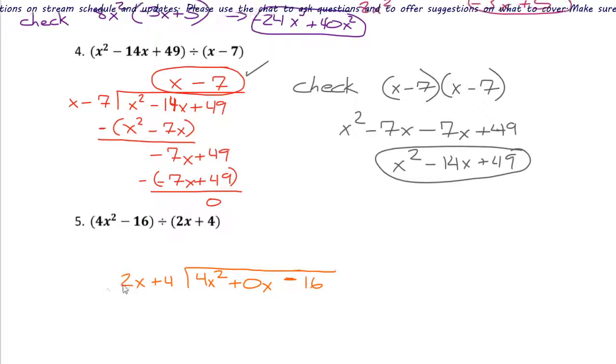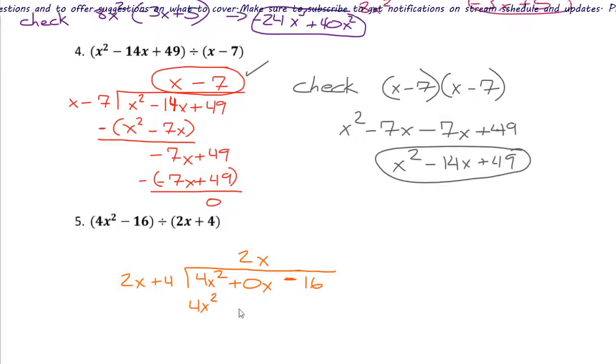Alright, so what do we need to multiply 2x by to get to 4x squared? We need to multiply it by 2x. 2x times 2x is 4x squared.